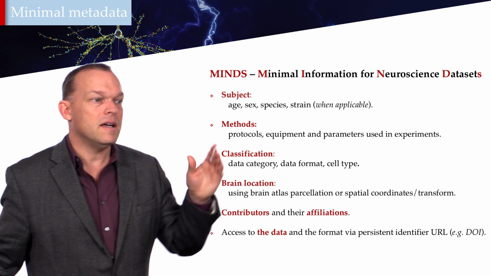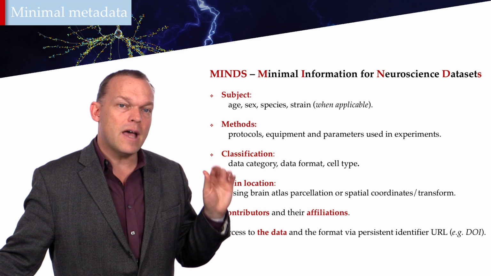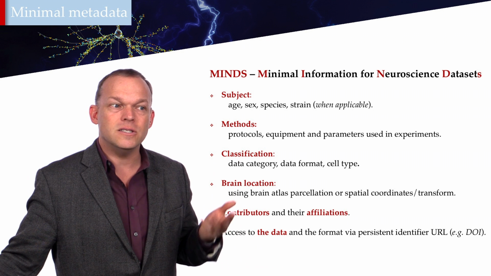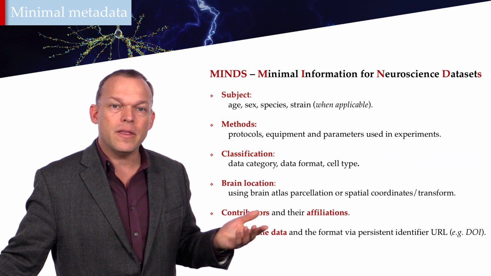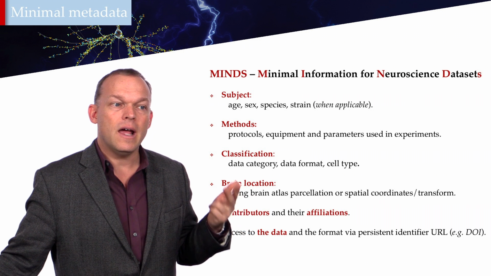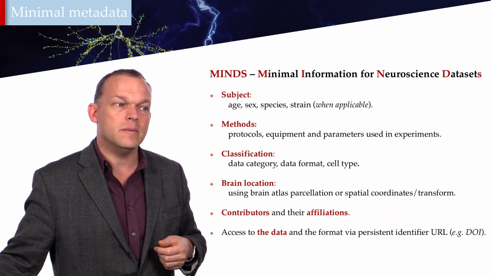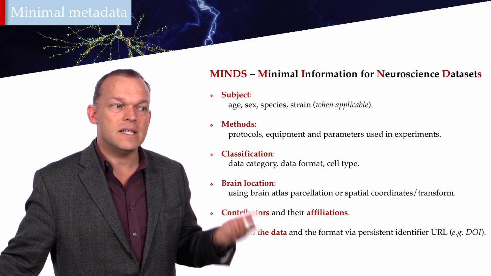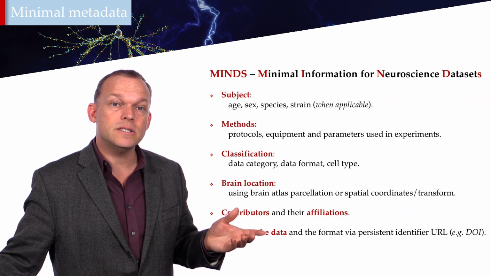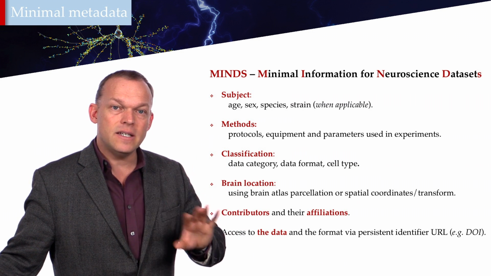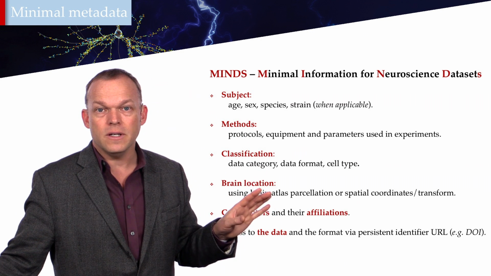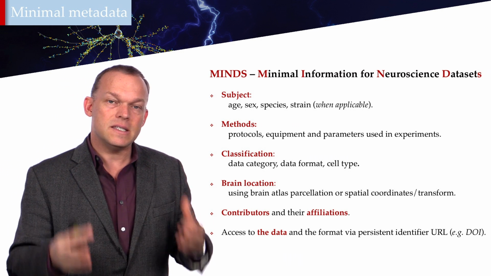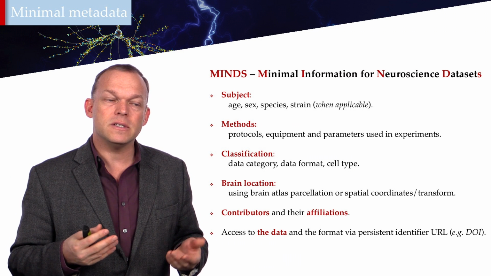What that includes is actually capturing details of the subject of the experiment, the species, the strain, the age, the sex, the methods used, the protocols, the equipment, and the parameters used to perform the experiments, the classification, what is the data category, the data format, the cell type, the brain location, where in the brain in a standard atlas, either in terms of coordinates or in terms of just a standardized name for that brain region, was this data captured? Who are the contributors and what are their affiliations?